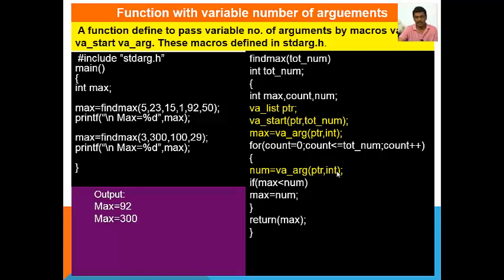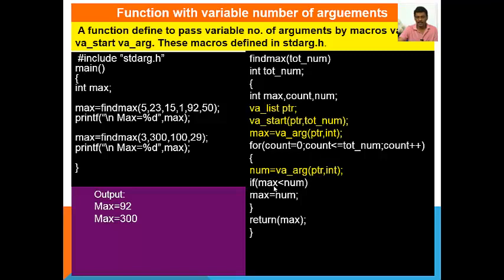Then it gets the next number from that sequence, 1. So 1 is assigned to num. What is the value of max? Max remains 23. 23 less than 1, condition false. Continue the loop. Then it gets another value from that sequence, 92. Now the value of num is 92. Max remains 23. 23 less than 92, condition true.